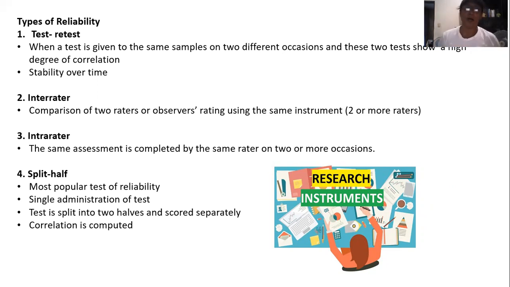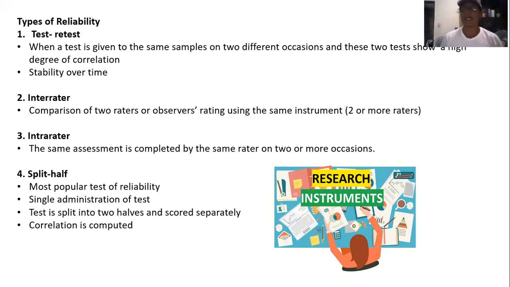Number three type of reliability is intra-rater. The questionnaire will be evaluated by one expert or authority on two or more occasions. And the result of the evaluation by one expert on two or more occasions is highly correlated.